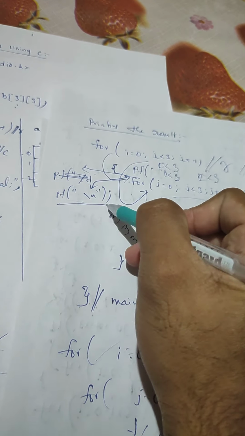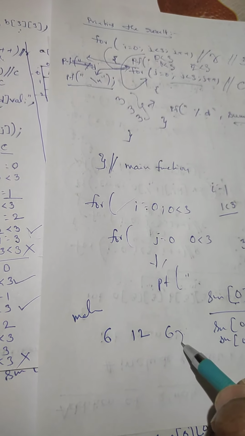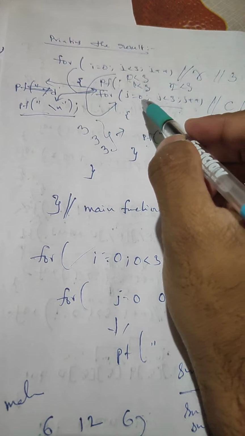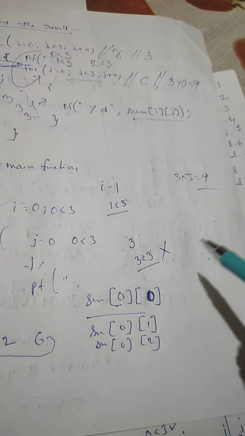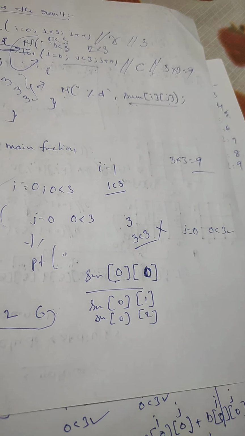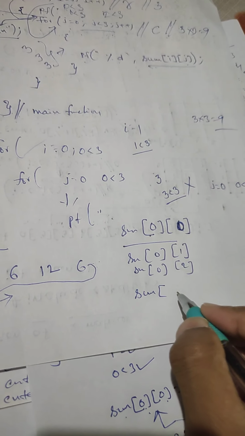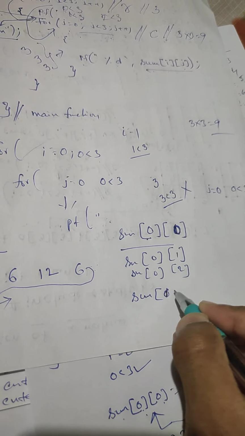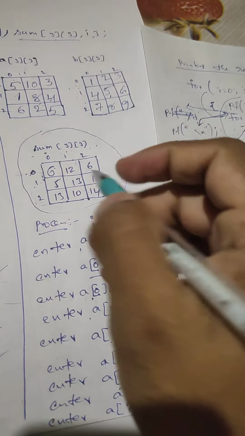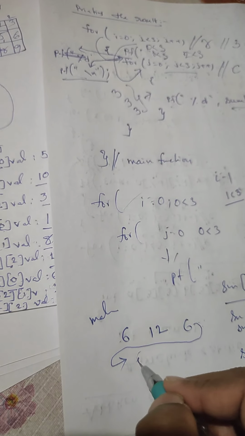printf "\n". So \n means what? The controller goes to the next line. After printing the result, the controller goes to the next line. And the next statement executed is the j for loop. So at that time the j value is 0. So the condition 0 is less than 3, true. Then at that time, the result is sum of i value 1 and j value 0. Sum of 1, 0. So what is the value of sum of 1, 0? The 1, 0 value is 5. Then it will return 5.